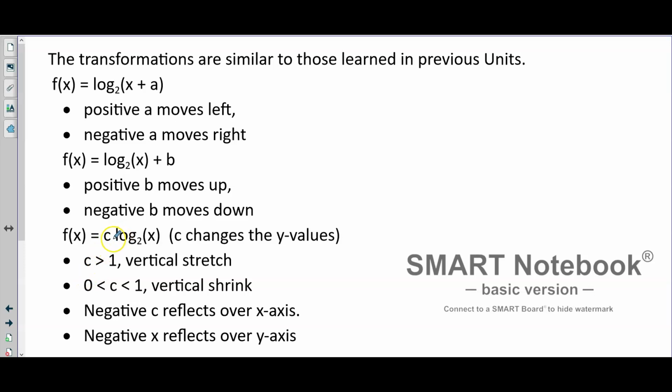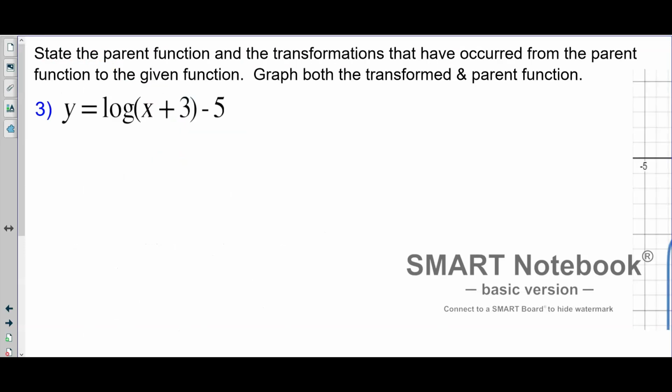And then if you change the number in front of your log, that gives you a vertical change. So it's actually changing the y values. So you vertically stretch it if that number is like a 2 or a 3 or a 5. And then if there's a number between 0 and 1, it's going to vertically shrink, like a half, a fourth, 2/3. If the c value is negative, it's going to reflect over the x-axis, and remember, if that x is negative, then it's going to reflect over the y-axis. So that's just a review of a few transformations.